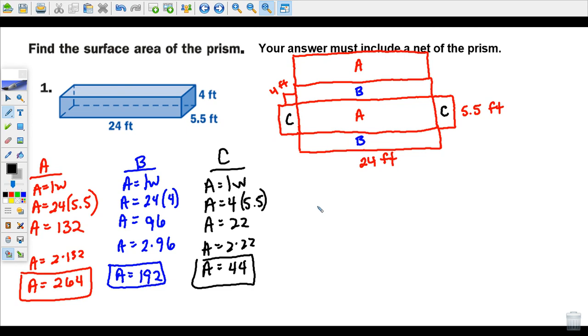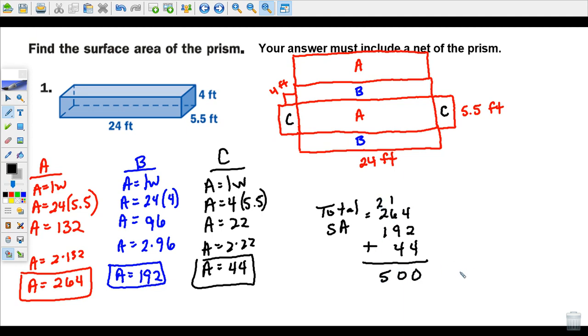So to find total surface area, we need to add these up. 264 plus 192 plus 44. So this is going to give us 10, carry the 1. This is going to give us 20, carry the 2. And that will give us 5. So total surface area in this example is 500, and it is area, so it's going to be square feet.